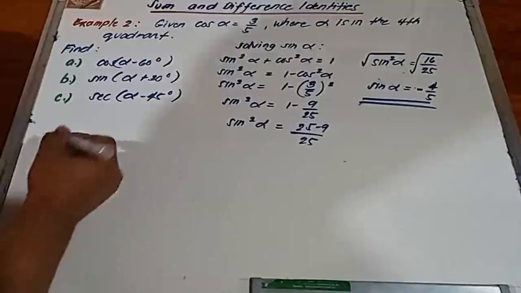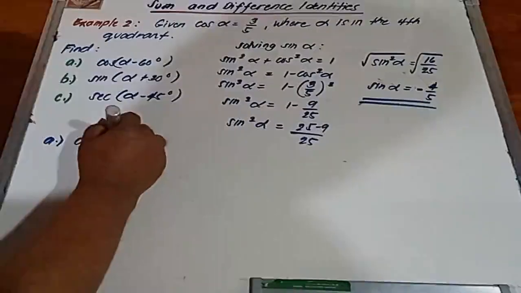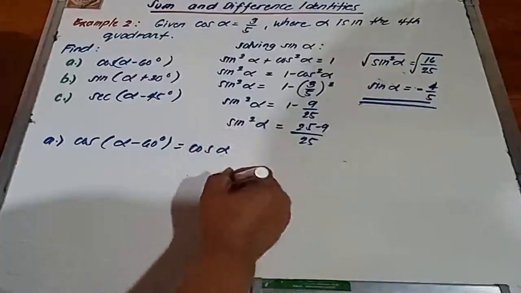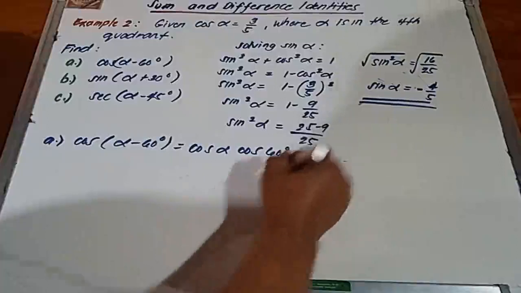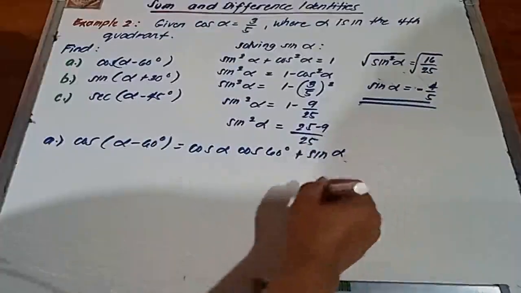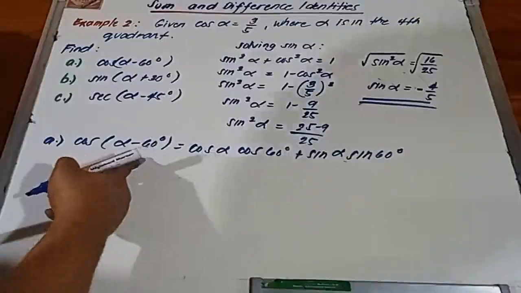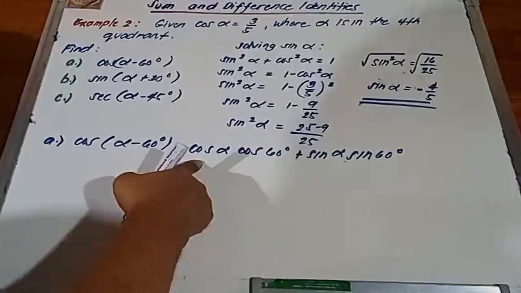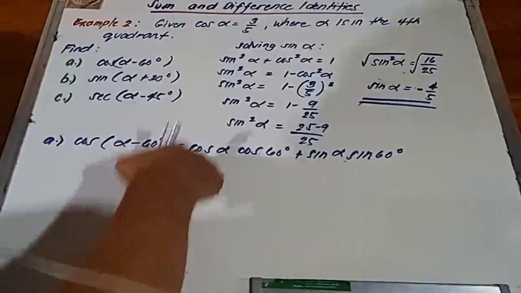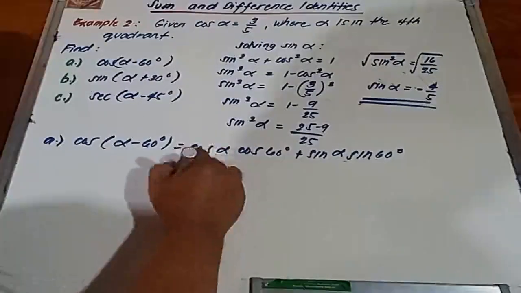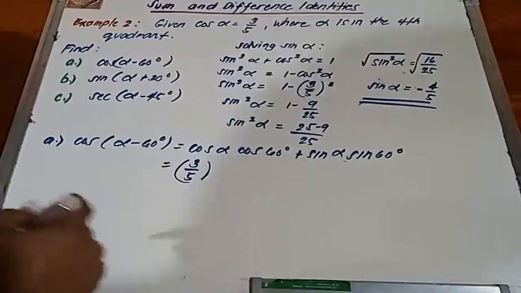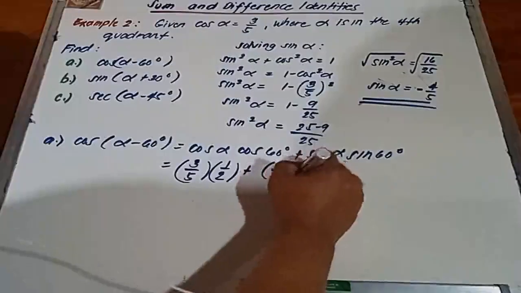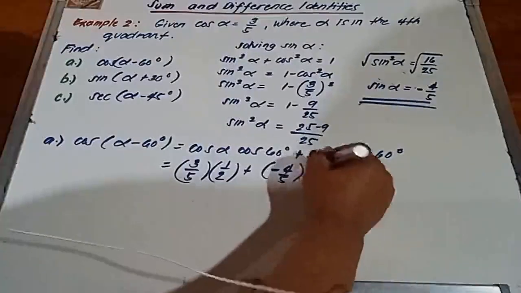Okay? Sa letter A, we have cosine alpha minus 60 degrees. So, cosine alpha cosine 60 degrees plus sine alpha sine 60 degrees. Si 60 yung beta. Okay? Doon sa ating formula ng sum and difference identities. Cosine alpha is 3 over 5, and cosine 60 degrees is 1/2. Sine alpha is negative 4 over 5 and sine 60 degrees is square root of 3 over 2.